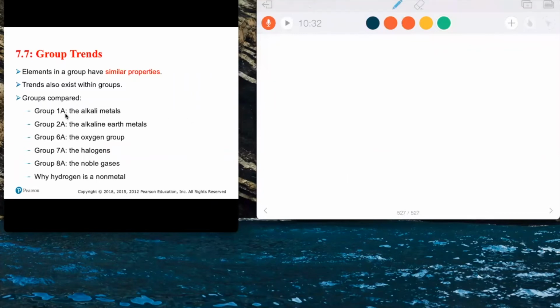So group 1A, we call those alkali metals, even though there is hydrogen in there. It's got a special property. We will look at that. Alkaline earth metals, group 2A, oxygen. These are the groups we will look at in section 7.7.